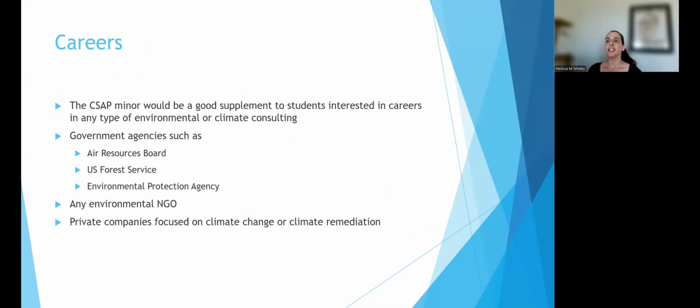So this minor will help in careers if you're looking to go into any sort of environmental or climate consulting. So it will be a good supplement to your major. If you're looking to work in a government agency such as the Air Resources Board, the Forest Service, or the Environmental Protection Agency, or really any one of the environmental governmental agencies. Any environmental NGO or non-governmental organization, or private companies that are focused on climate change or climate remediation.